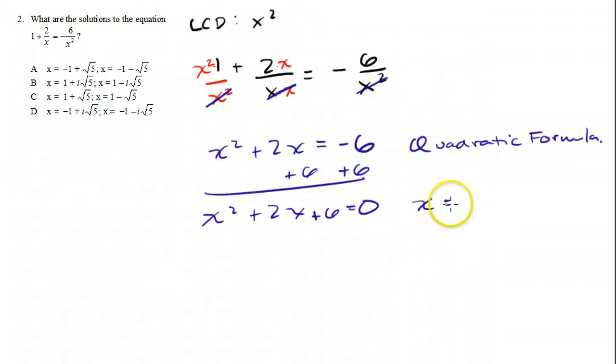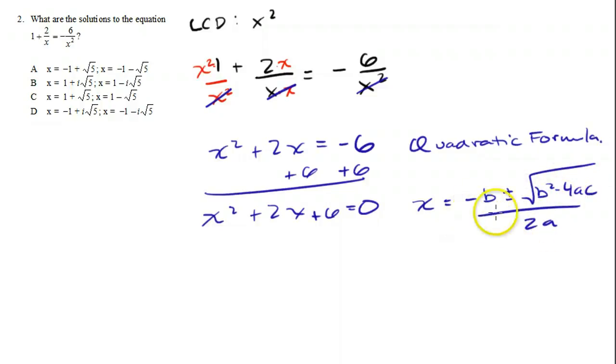So that's negative b plus or minus the square root of b squared minus 4ac, over 2a. Or the way I like to think of it is opposite b over 2a, and then on top I add the plus or minus square root of b squared minus 4ac. So let's put that into my formula and see what we get.